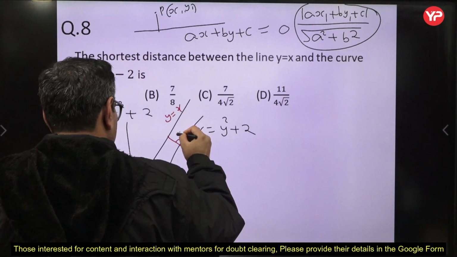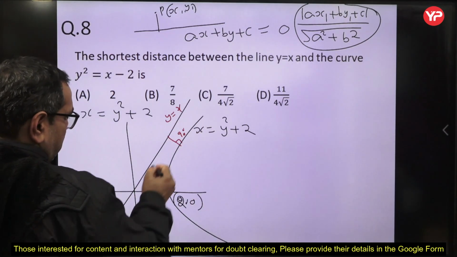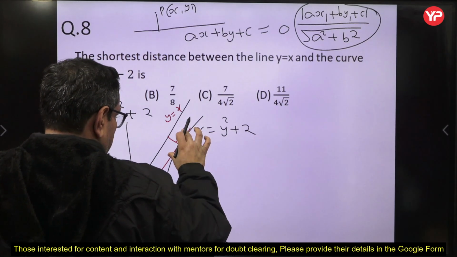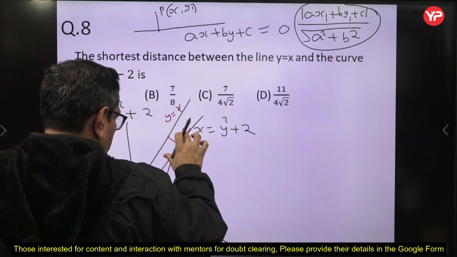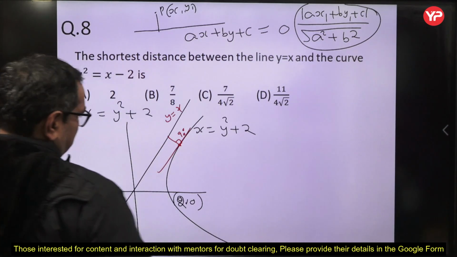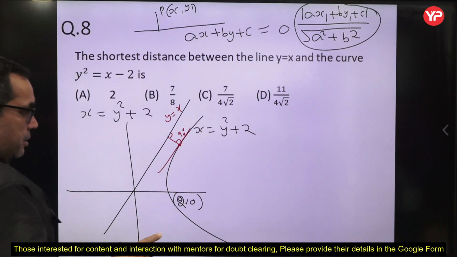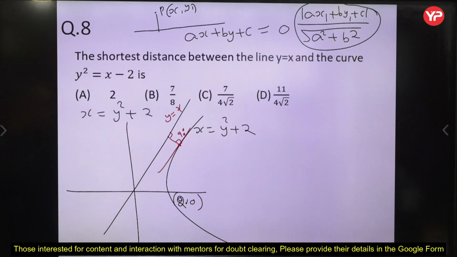If we draw a tangent here at this point, this line is perpendicular to this tangent, and this is the shortest distance, which is perpendicular to both the curves. A line which is perpendicular to both the curves gives the line of shortest distance. Now we have to compute this distance.